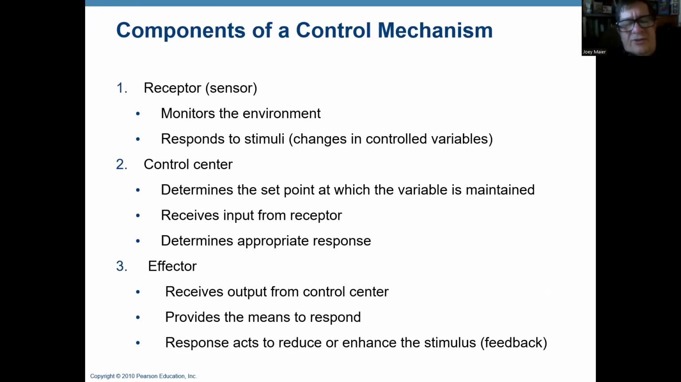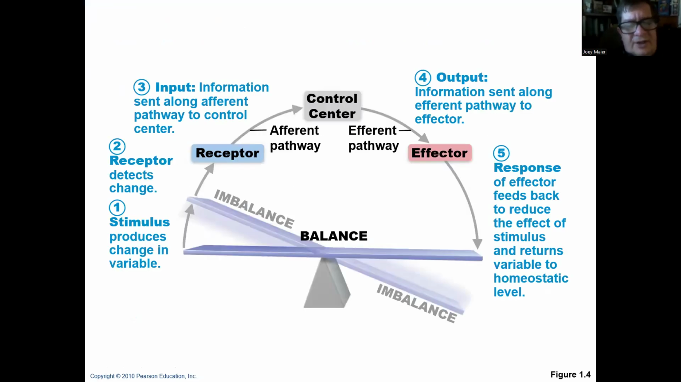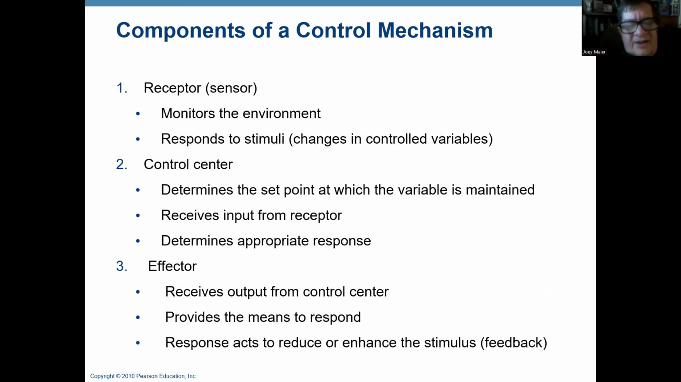The control center in the central nervous system receives input from your thermoreceptor saying, hey, we're hotter or colder than we should be. And then it decides what to do. And it asks an effector to do something about it. The effector gets the signal from the control center and does something.